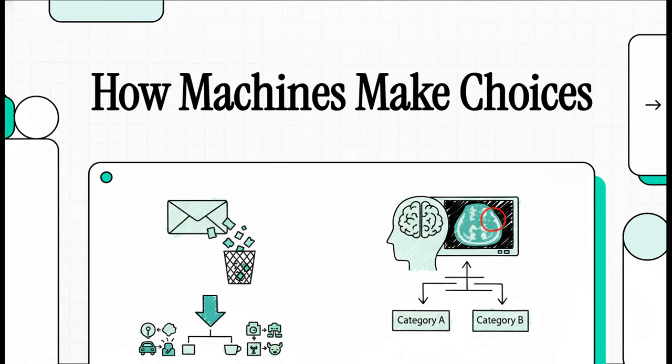Have you ever stopped to wonder how your email inbox just knows what's junk? Or how a machine can look at a medical scan and spot something a human eye might miss? Well, it all boils down to a core concept in AI called classification. It's basically how machines learn to sort the world into different buckets, and they're making millions of these choices for us every single day. So let's pull back the curtain and see how they actually do it.